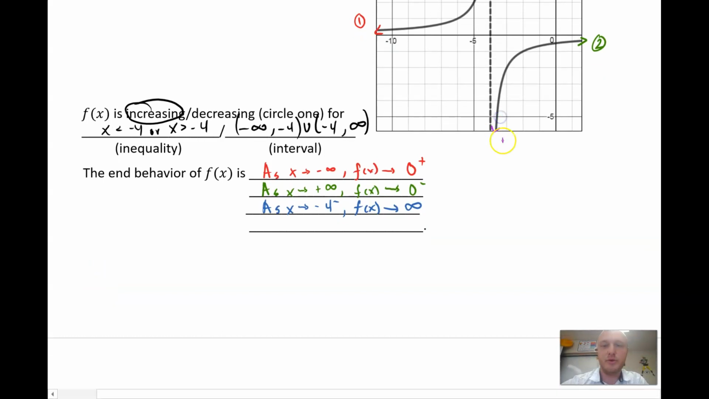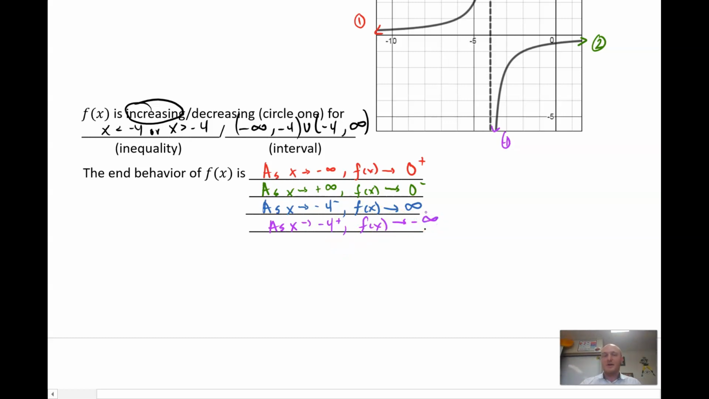Down here, here's number 4. Again, my x values are approaching the asymptote at -4, but from the left or the right? From the right. So I put a plus sign there, and then f of x is going down.